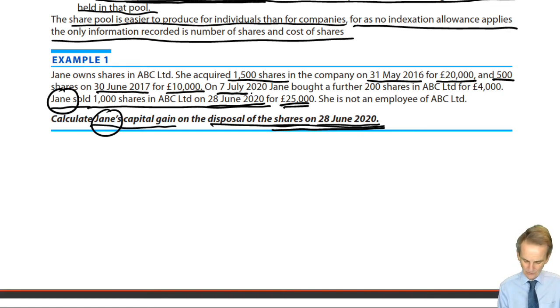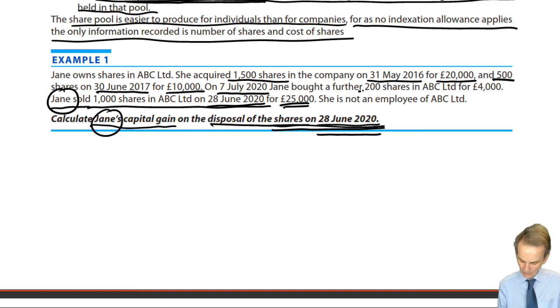On the 7th of July 2020, wait a minute, the disposal date was the 28th of June 2020, so this date is following that disposal, so these shares aren't in that share pool. They weren't acquired on the same day, but they were acquired within the following 30 days. So here's our first of the shares to be sold.